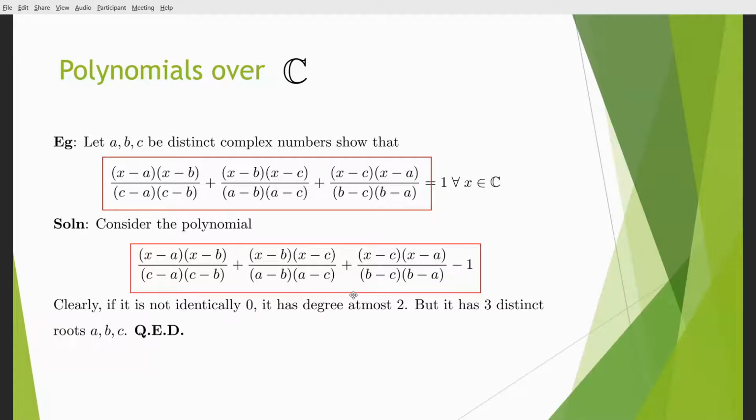So if this polynomial is 0, then that expression, x minus a times x minus b by c minus a times c minus b plus all this, is equal to 1 for all values of x in complex numbers. So is everyone convinced with this argument?